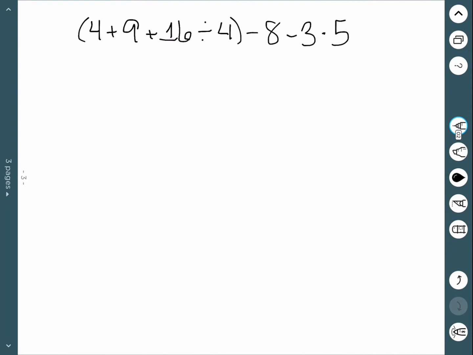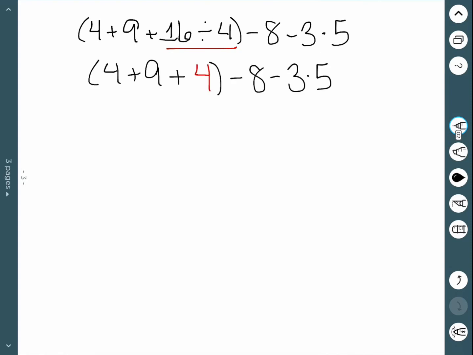Here we have a problem, and step 1 says we want to work inside the grouping symbol, which we do see that we have. However, unlike my first example, there's a lot of different operations inside this grouping symbol. So how do we know which one to do first? And the answer is order of operations. There's no grouping symbols inside of the grouping symbol. There's no exponents or roots, and then the third step is multiply and divide. So our first step is 16 divided by 4.